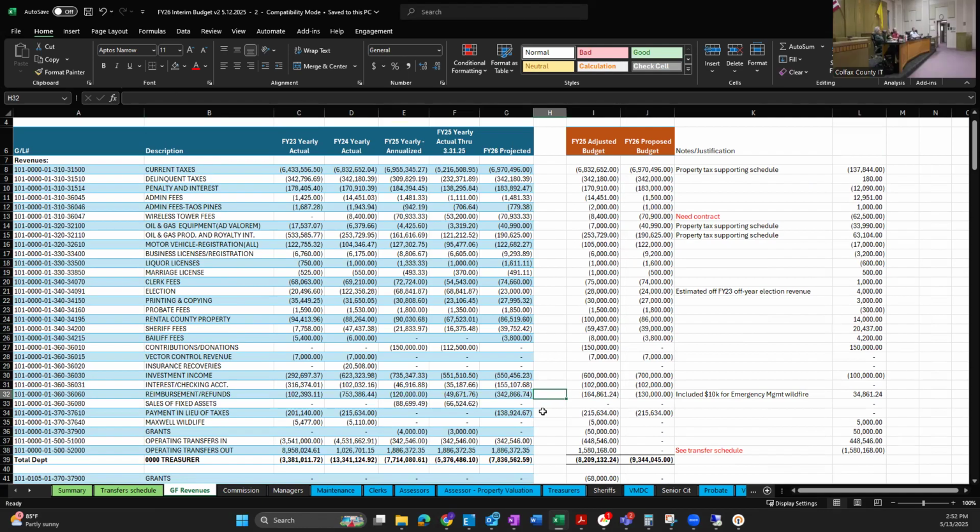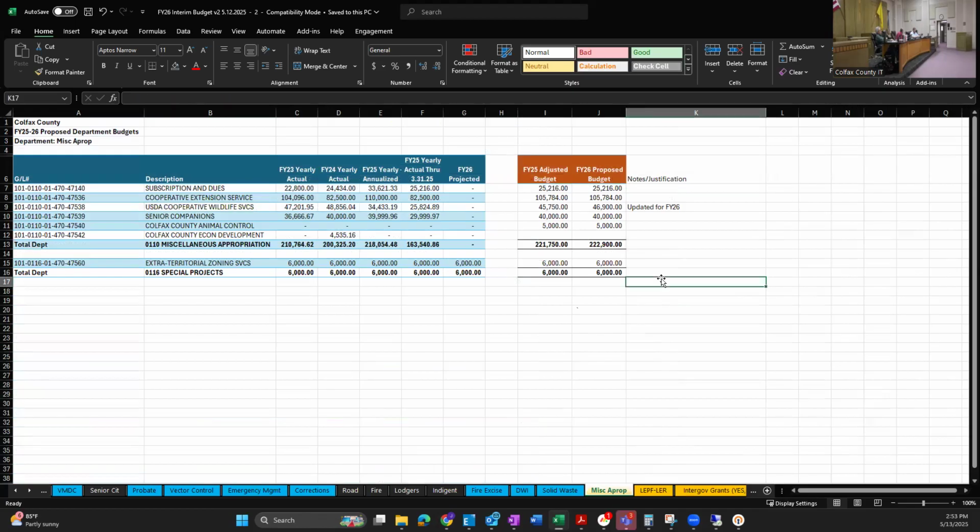Well, we don't receive any money for it. Rita's payout. Oh, okay. Extension. What did extension put in for, do you remember? That's what I'm trying to find. I don't know, last year it was 105,784. I thought I sent it out, but I've got it somewhere on my computer.